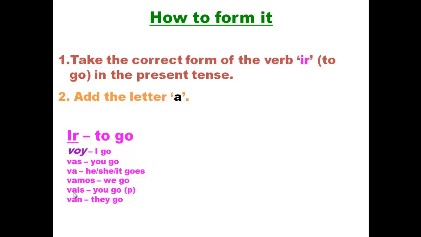So step 2, we need to add the letter a. It really is as simple as that. You just add a. So voy a. So can you see now why it's called the compound future? Because we're putting bits together. And then step 3, which is the easiest, you just add the infinitive.